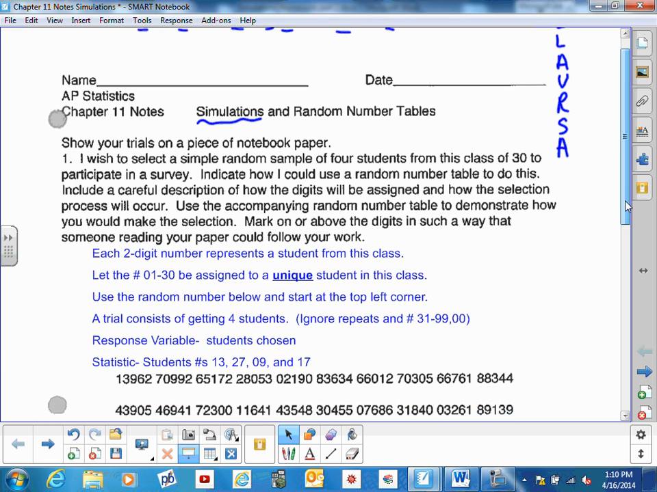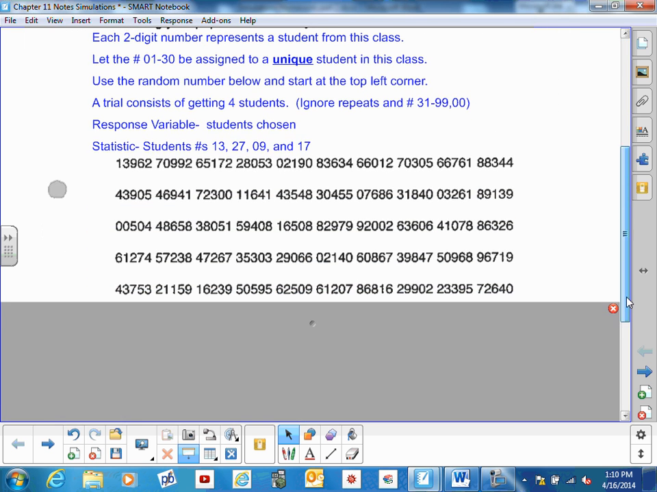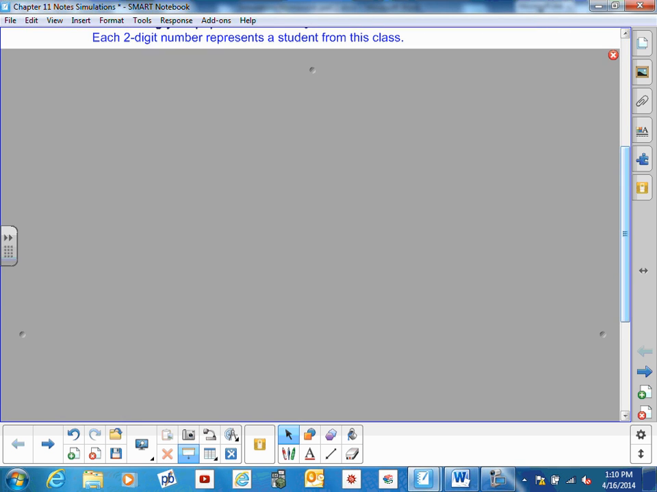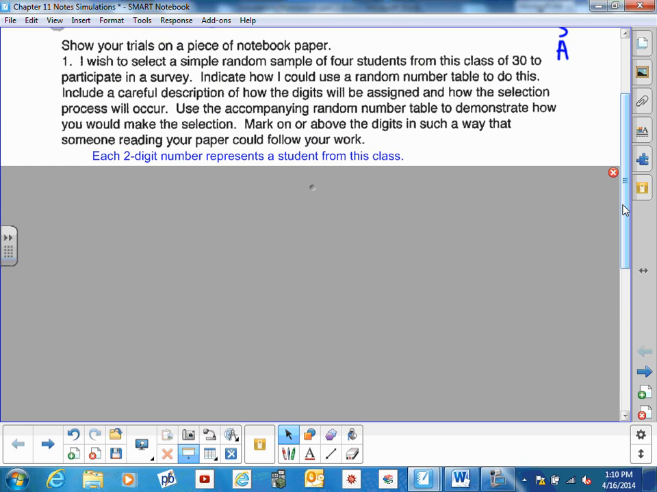First thing, letter E. I've got the sentences already typed out here. I'm going to guide you step by step through 2 of these, and then you're going to practice the third. The first one is what we want to say: each two-digit number. This tells us how to represent the students in the class with numerical digits. Each two-digit number represents a student in this class.